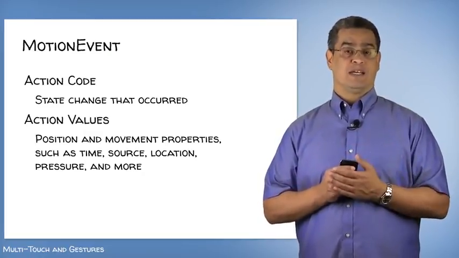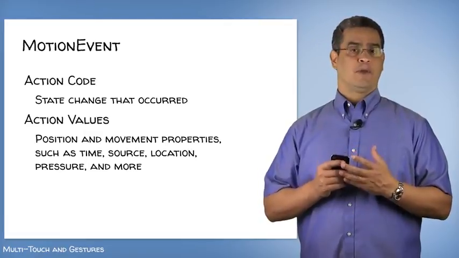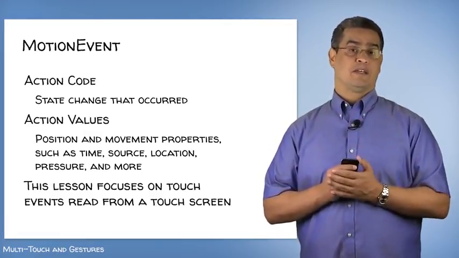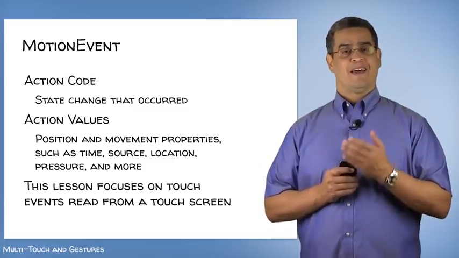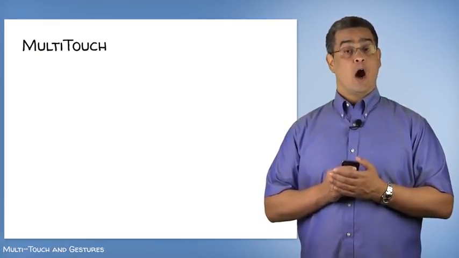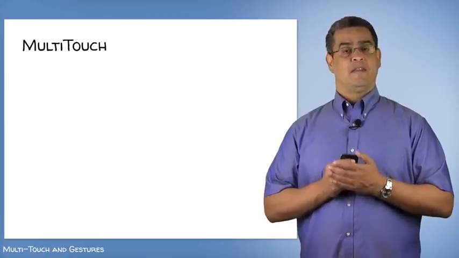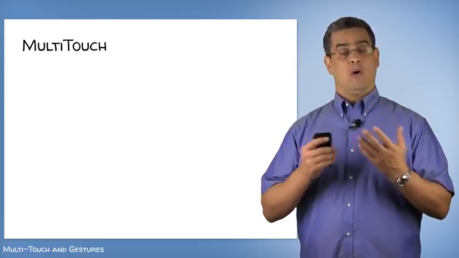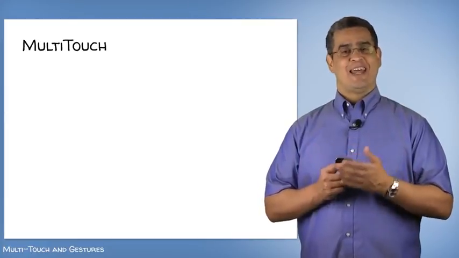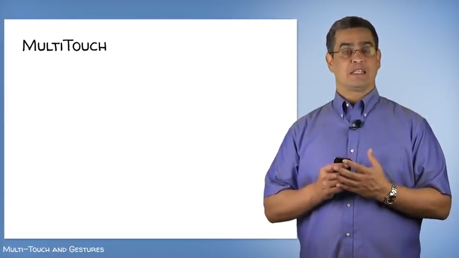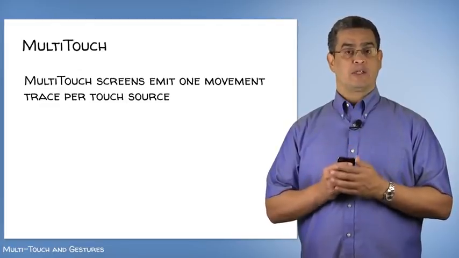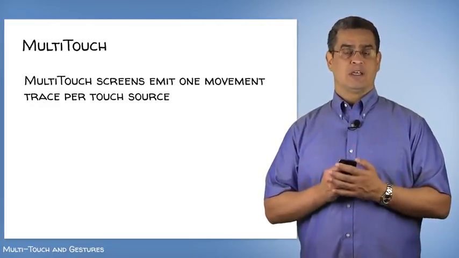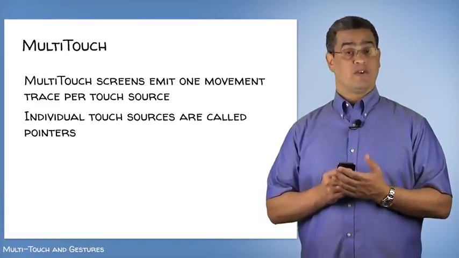In the rest of this lesson, I'll focus particularly on finger touch events that are read by pressing a touchscreen. Many touchscreen devices today are multi-touch devices. That means that they can register and track multiple touches all at the same time. In Android, multi-touch devices emit one movement trace per touch source, and each of these touch sources is referred to as a pointer.